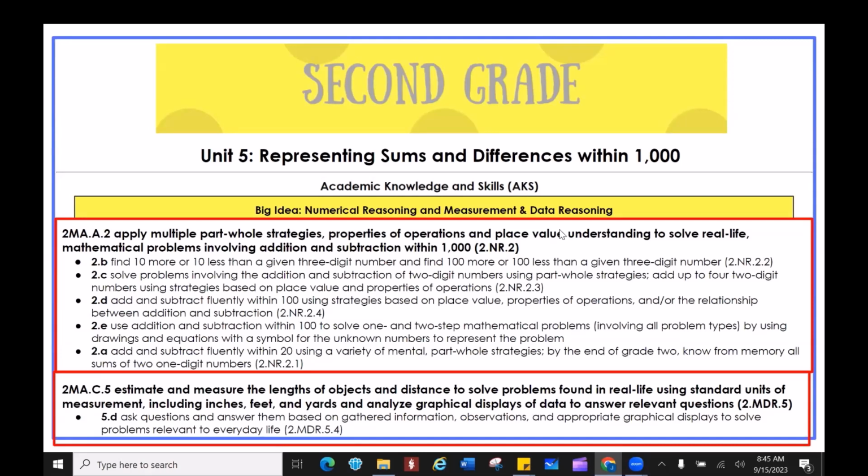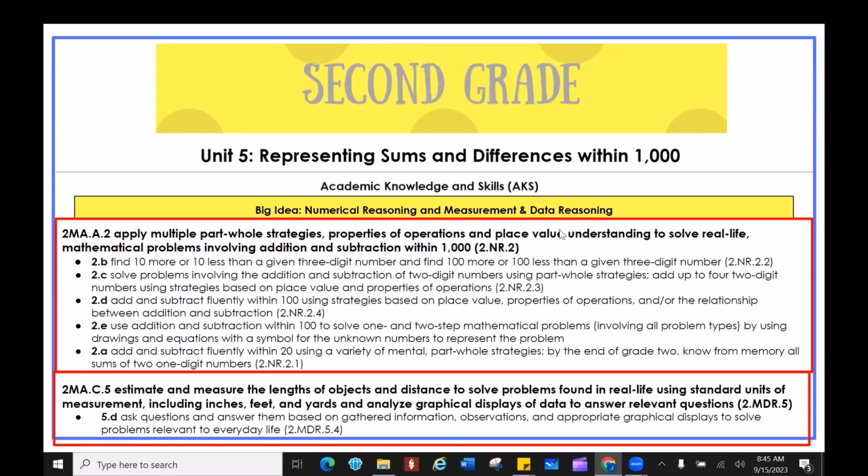In IOA 2D, students will add and subtract fluently within 100 using strategies based on place value, properties of operation, and/or the relationship between addition and subtraction. They will also use numerical reasoning and student-chosen flexible methods and strategies to solve mathematical problems accurately and efficiently. These mathematical problems will involve all problem types.